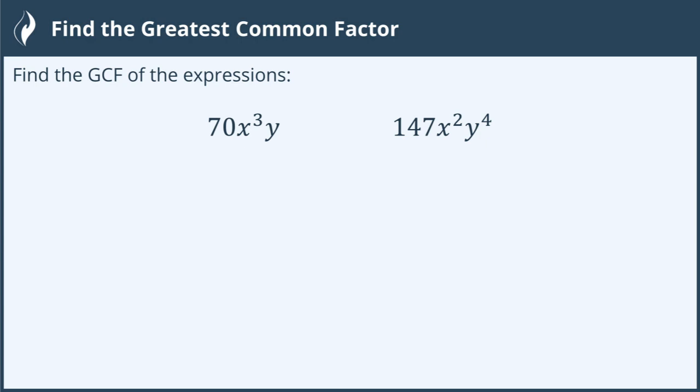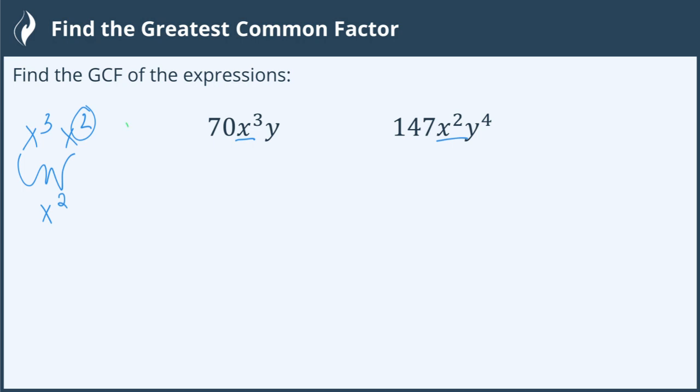We have an x cubed from here and an x squared from here. Of these two, we're going to take the x with the lowest exponent, so that would be the 2. So x squared is our greatest common factor for our x's.